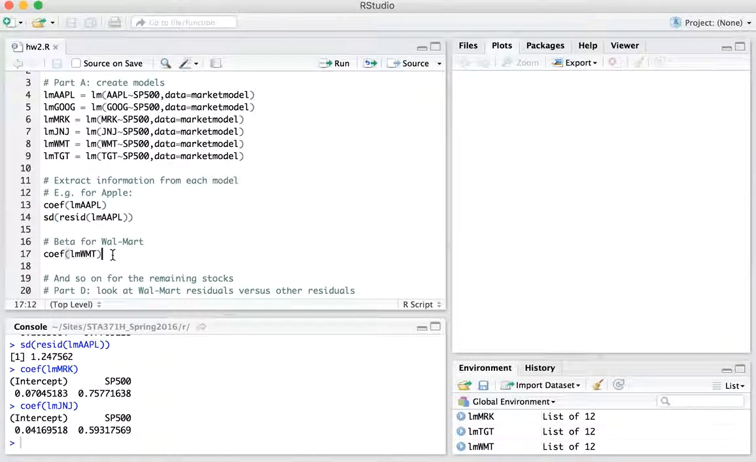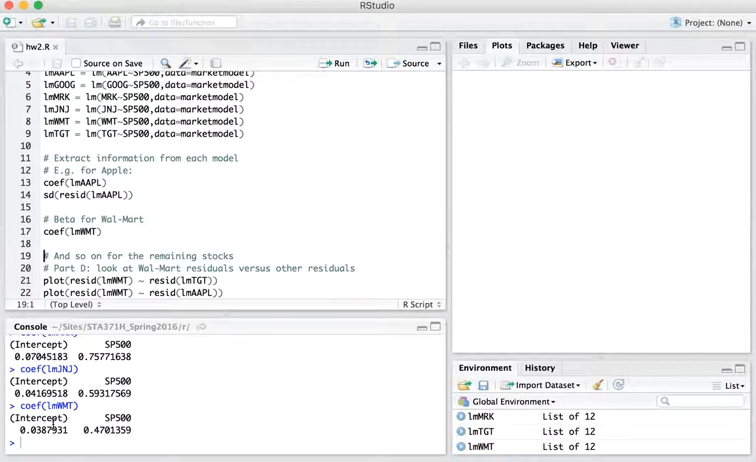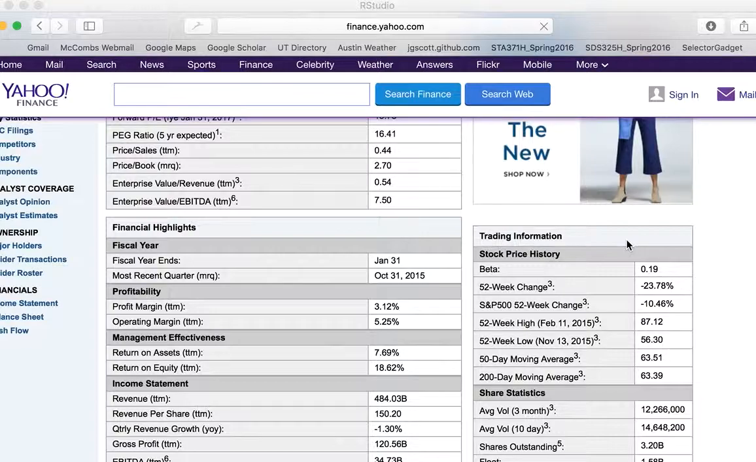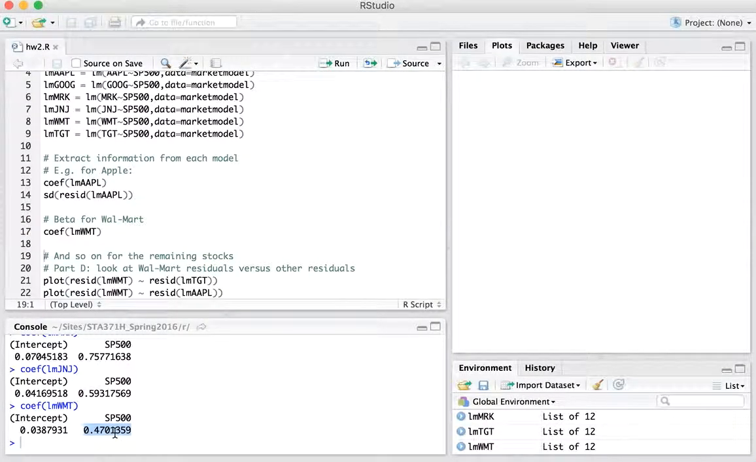Let's look at Walmart more specifically. So here are the coefficients. It's an alpha of about 0.03 and a beta of about 0.47. And if we compare that beta to the one we get when we go to Yahoo Finance and look up the Walmart ticker page to see what beta they're reporting, the beta that I found when I looked here was 0.19, which is obviously quite a bit different than the beta that we calculated here, 0.47.